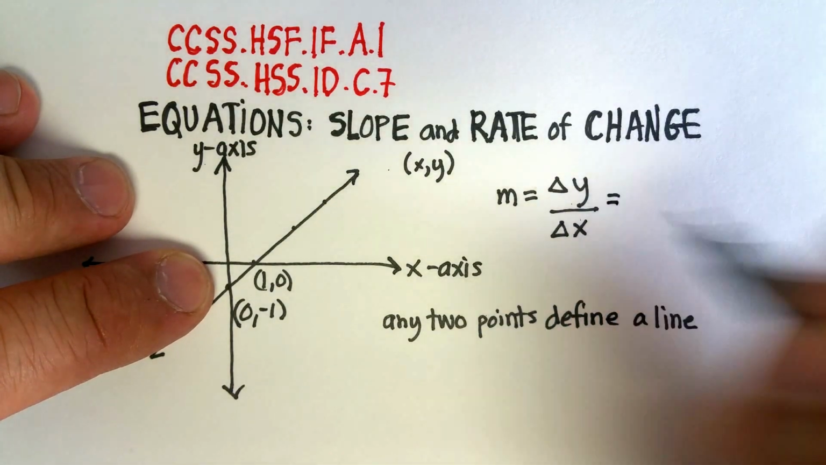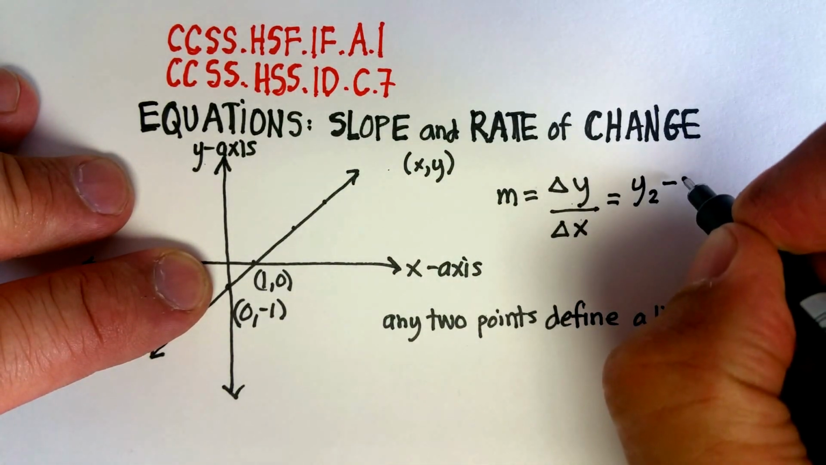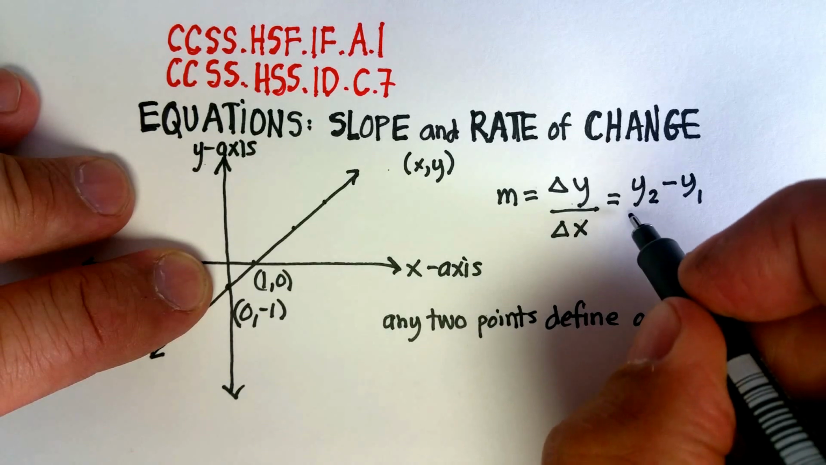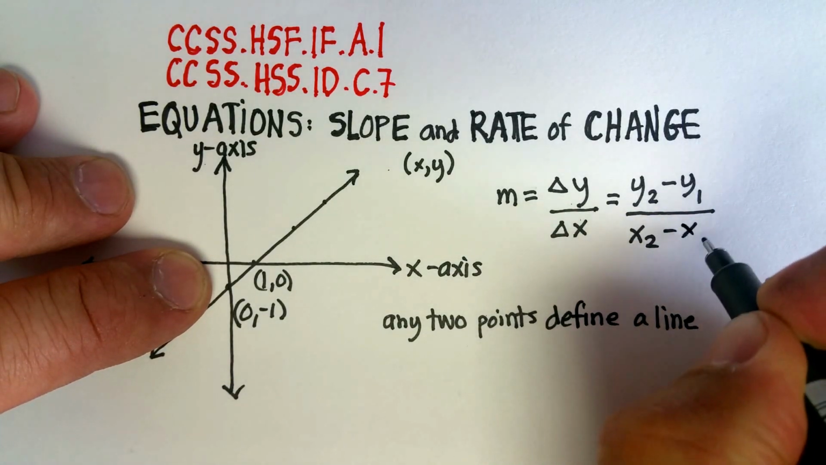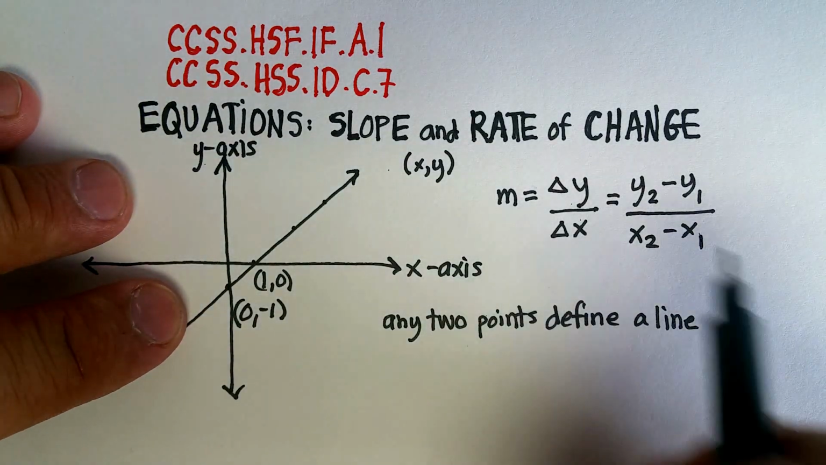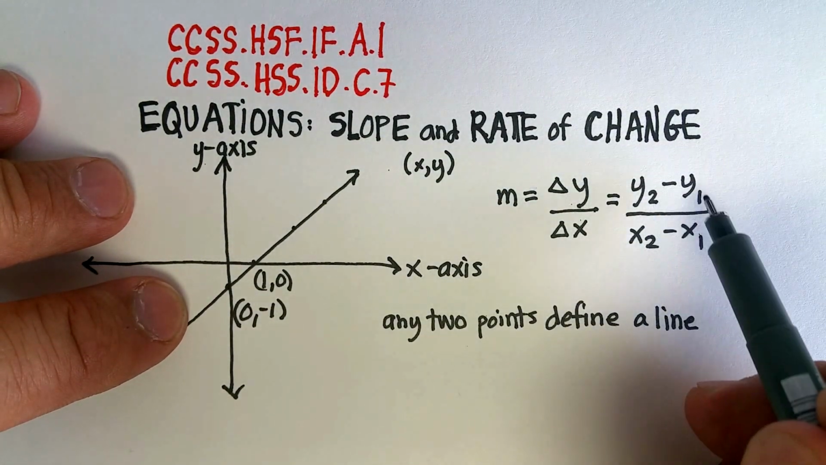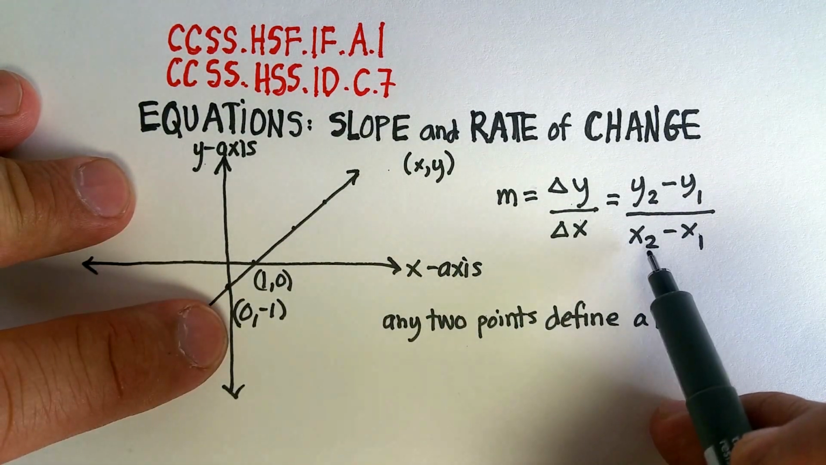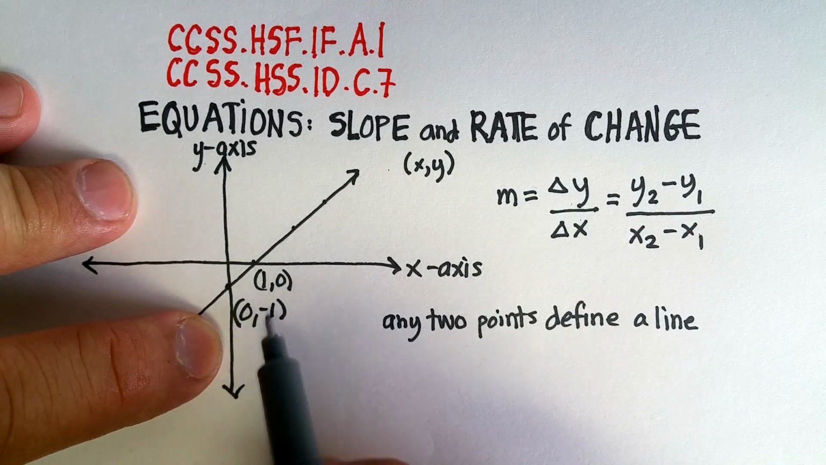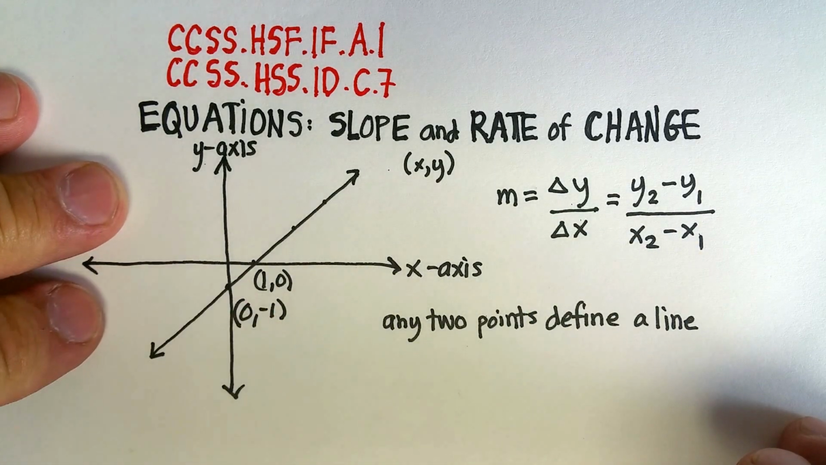Another way to write that is to say y sub 2 minus y sub 1 over x sub 2 minus x sub 1. Now, what do these little numbers down here mean? Basically, it's just trying to keep track of which of these points you're looking at. So, for example, the x2 and the y2 have to be together. The x1 and the y1 have to be together.